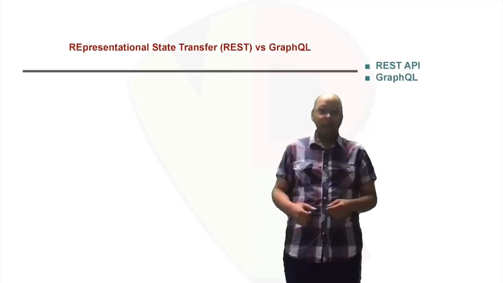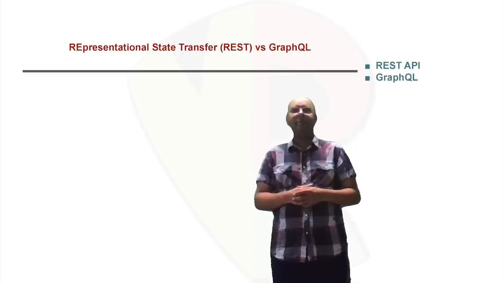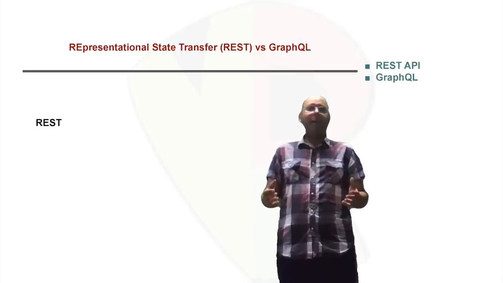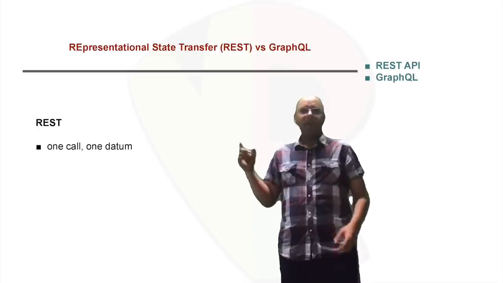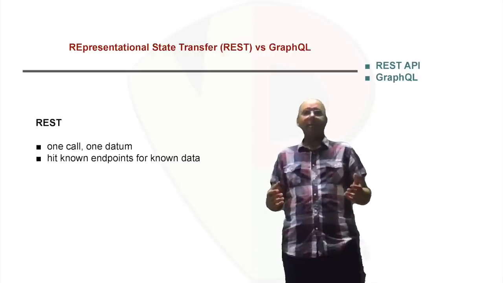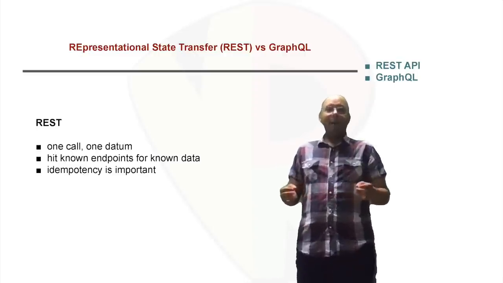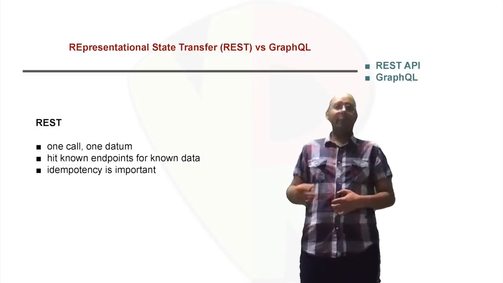REST, or representational state transfer, and GraphQL are really just different ways to do the same thing. For a RESTful API, I like to think of it as one call for one datum. Use this when you want some specific information. You want your request to be idempotent, that is, the same operation multiple times should return the same result.